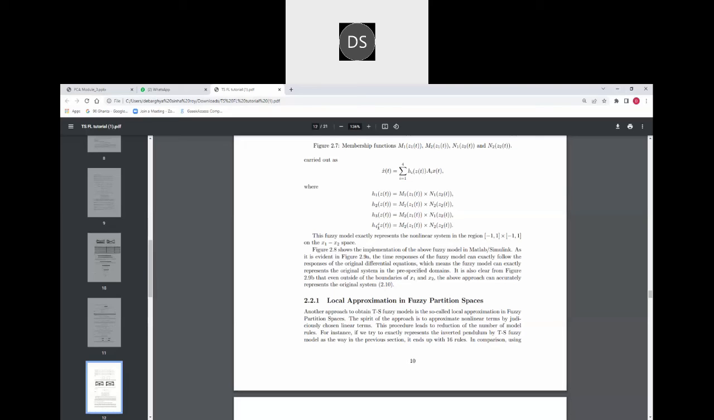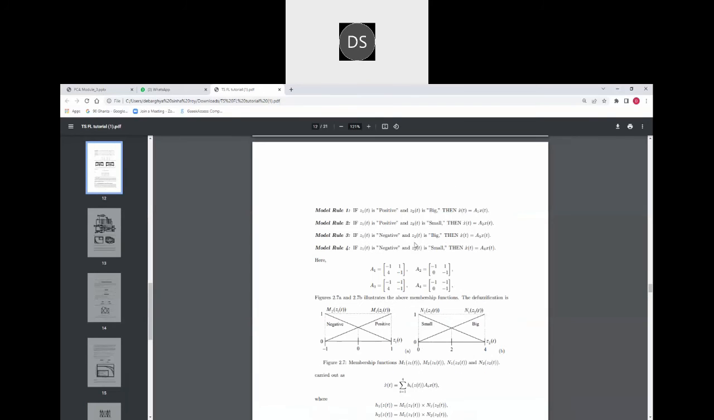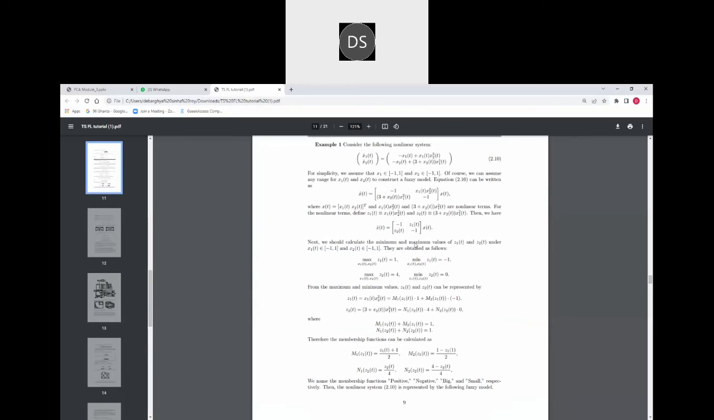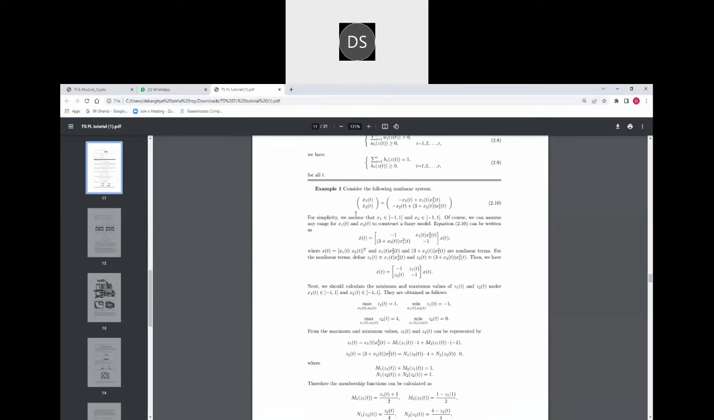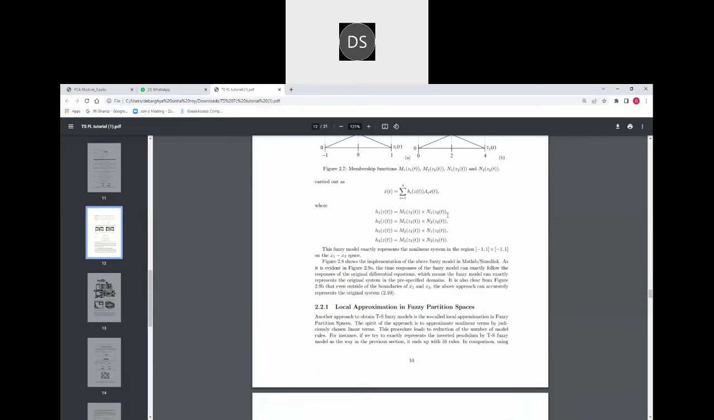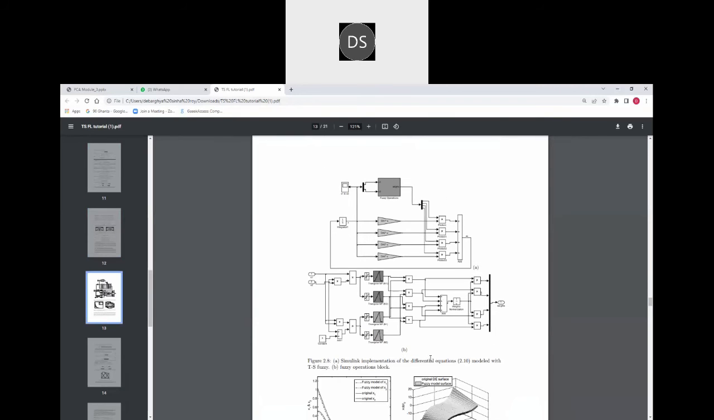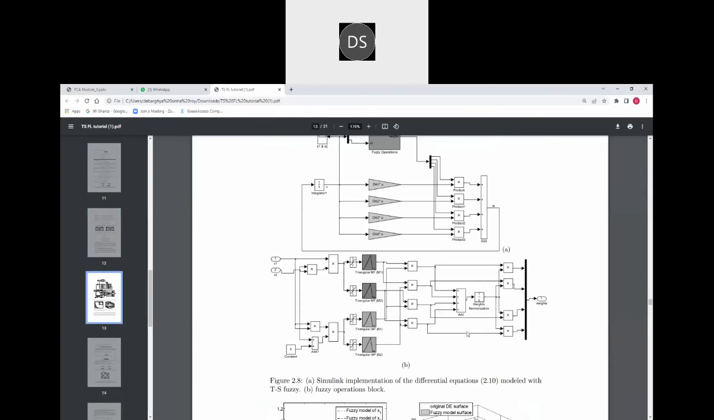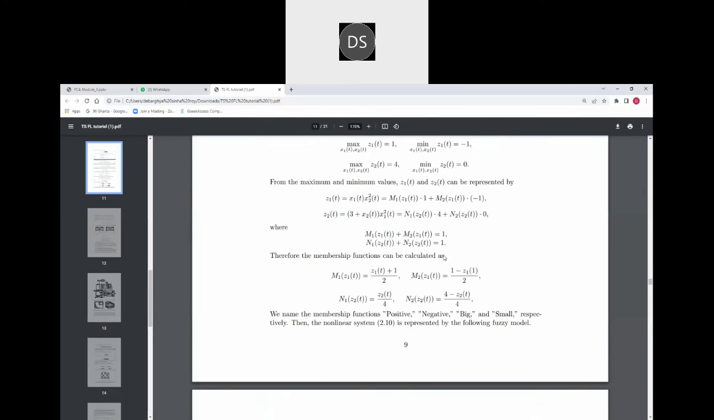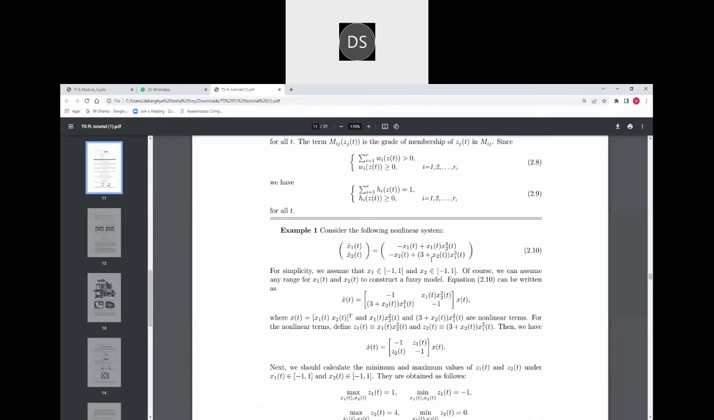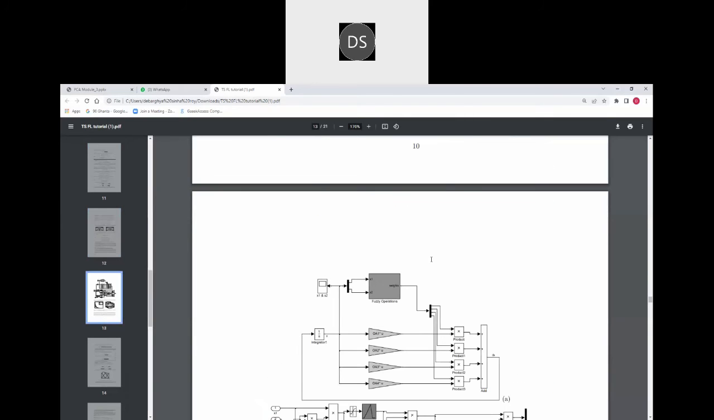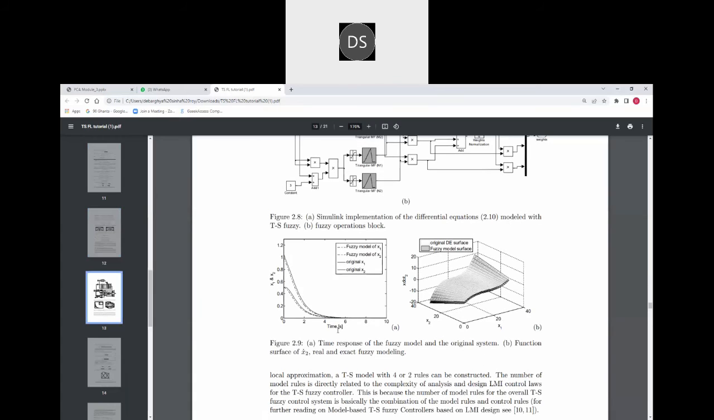Arun sir shared a YouTube video on the simulation part of a fuzzy model. This is the fuzzy model which we are given, and its simulation is given here. This is the simulation of the example I just discussed. This equation gives this simulation, and accordingly we get the time response of the fuzzy model. This is the time response, and this is the function surface. This is the same as what Arun sir shared in the video.